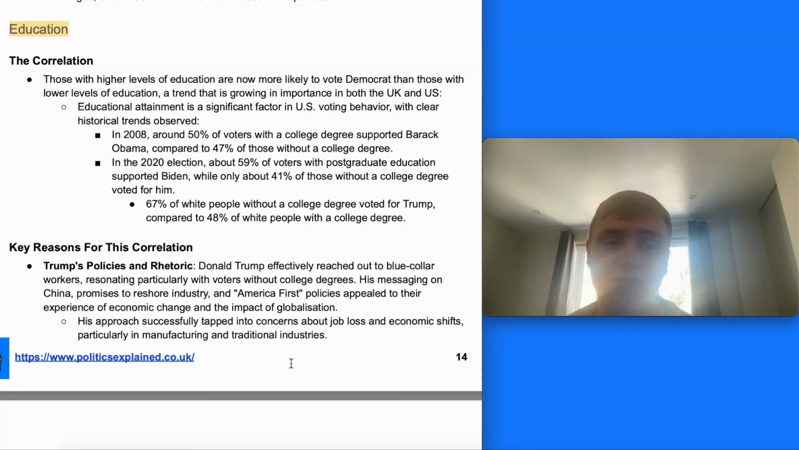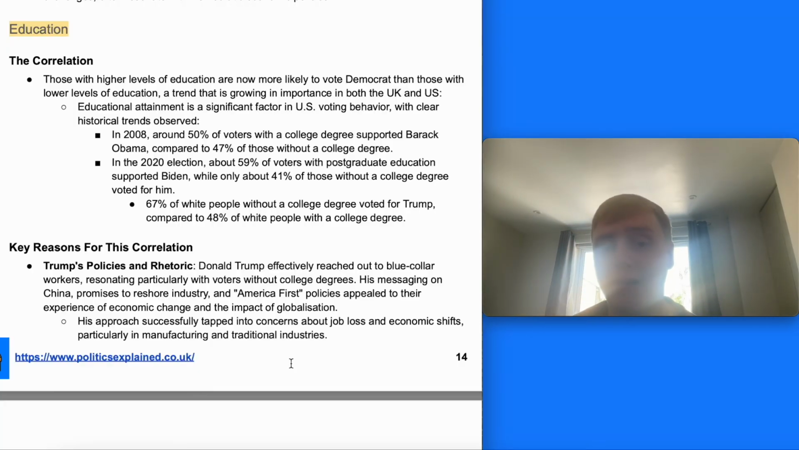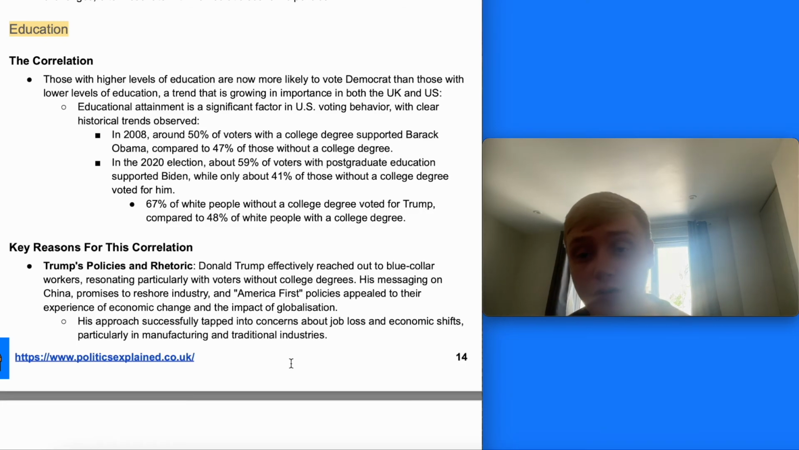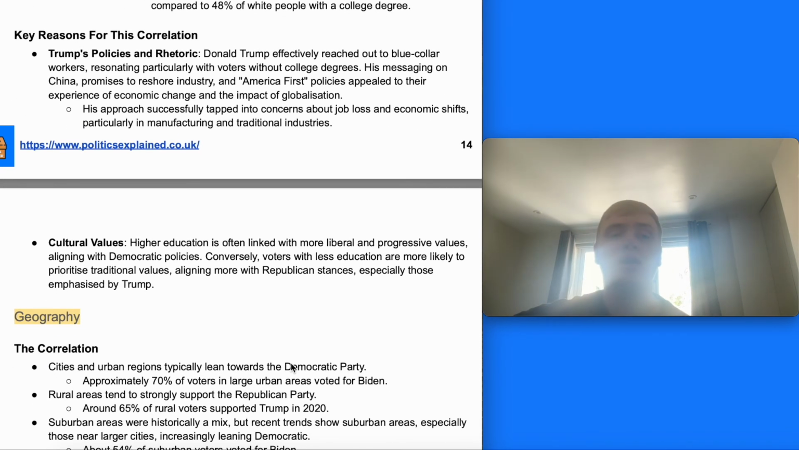So in 2008, around 50% of voters with a college degree supported Obama, compared to 40% of those without. In 2020, nearly 60% of those with postgraduate education supported Biden, whilst only 41% of those without a college degree did. 67% of white people without a college degree voted for Trump, so a really important correlation. Trump's policies and rhetoric are a key reason for this correlation.